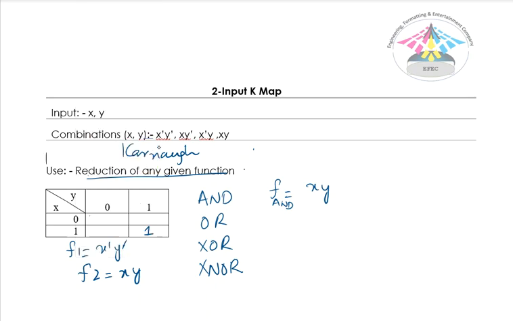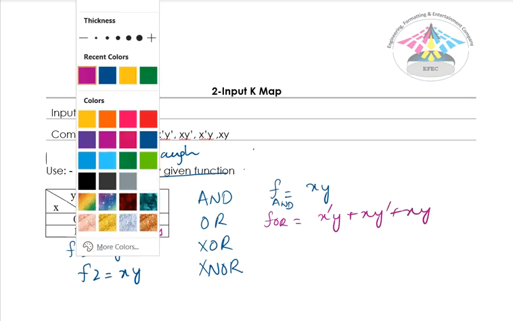For the OR gate, either of our inputs should be equal to 1. So F OR would be X dash Y plus XY dash plus XY.